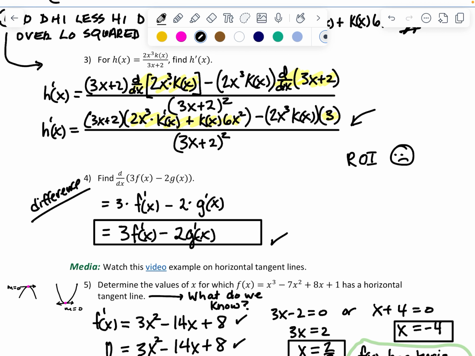All right, so then you have this number 4. This is kind of an easy little difference. It's just going to be the constant multiple times the derivative rule for both of those functions. And you have 3f prime minus 2g prime, and done.